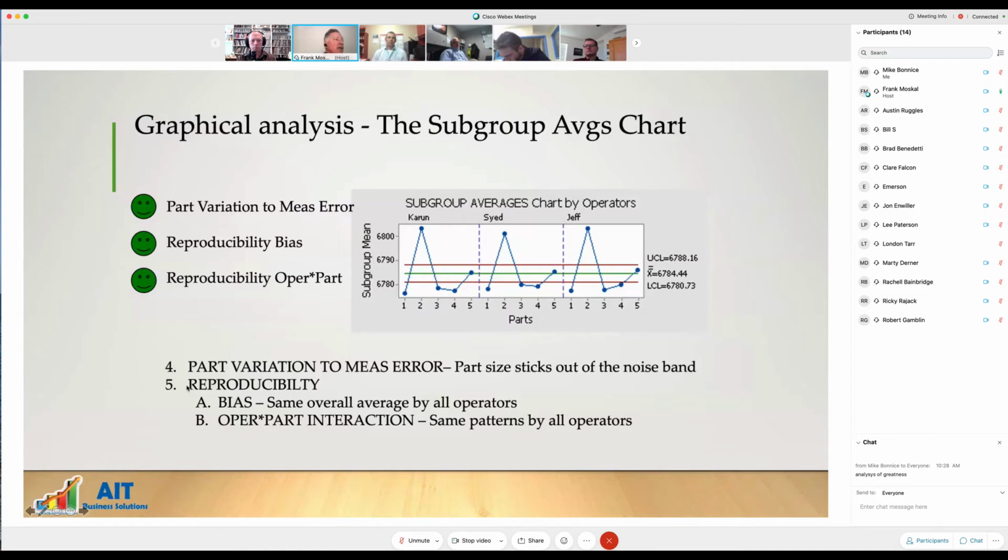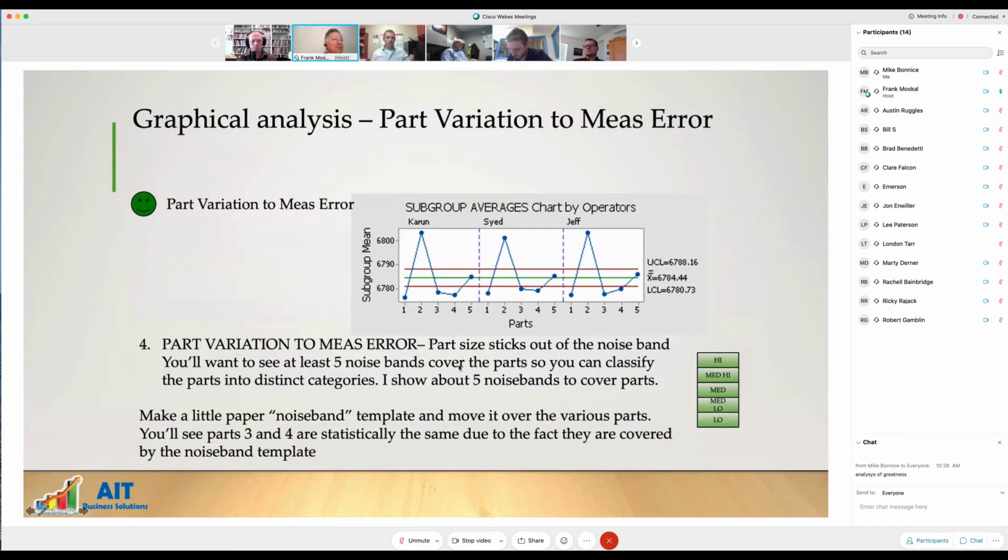And then finally, item number 5 is reproducibility. The 3 operators, can they reproduce the results, right? And again, remember, the measurement system should be independent of the operators in this case, or of the parts. We might see an interaction where these part patterns actually look different for one operator, which means that particular operator might be interacting differently with the parts.